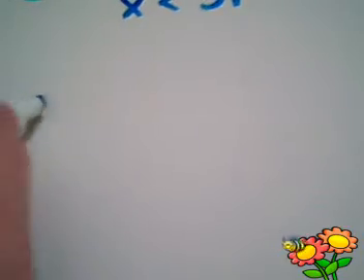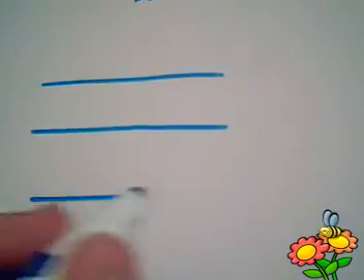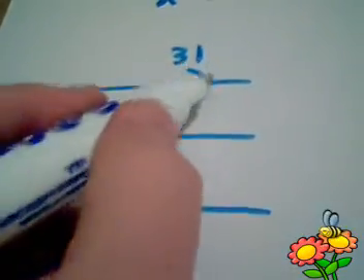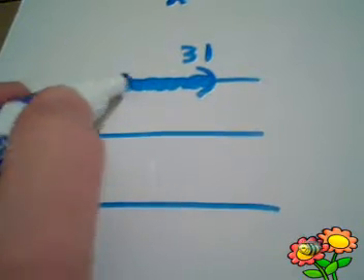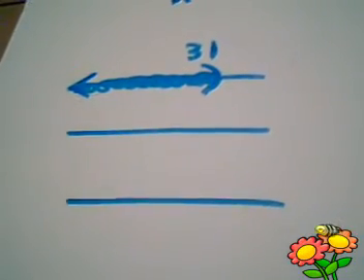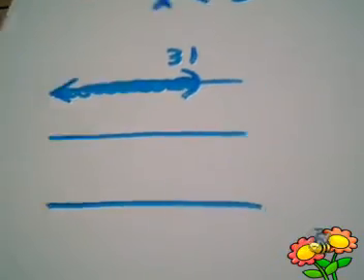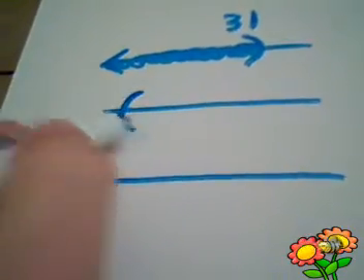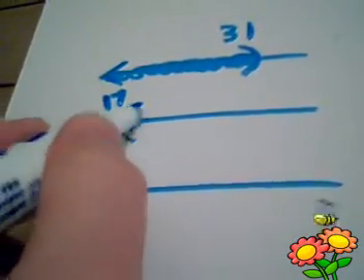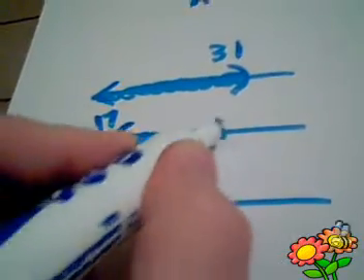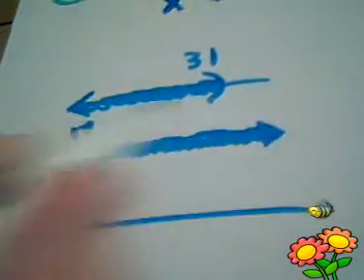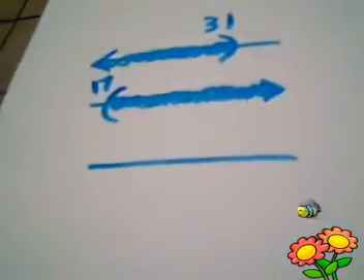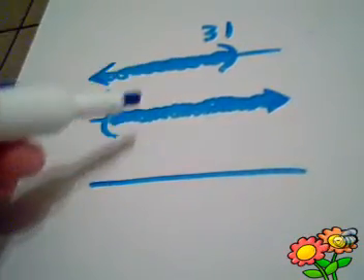So what I'm going to do is draw 3 helper graphs. X is less than 31, so I put my paren and I shade off toward negative infinity. X is greater than 17, so I put my paren, mark 17, and shade off to positive infinity. Now what we remember is that the word or is a lot more accommodating. Or means to take the union of these two sets.